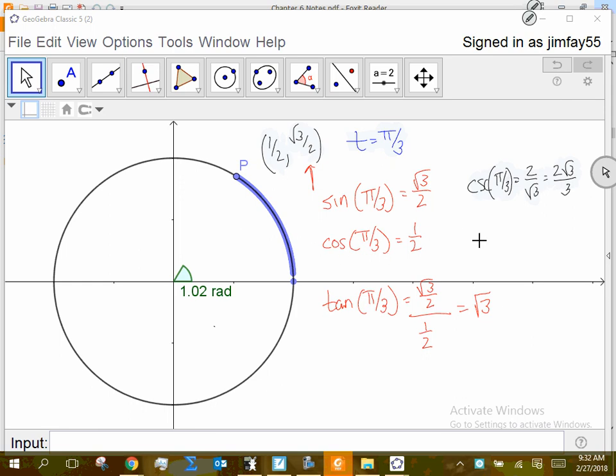Cosine of pi over 3, its reciprocal is secant. So what's the reciprocal of 1/2? Okay. And now cotangent of pi over 3 is the reciprocal of radical 3, which ends up being, if we rationalize it, radical 3 over 3.